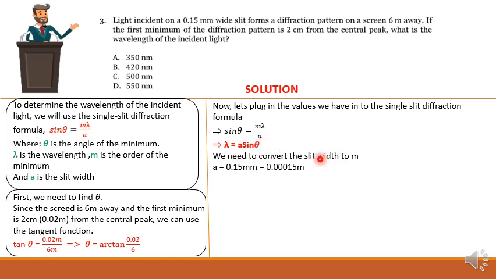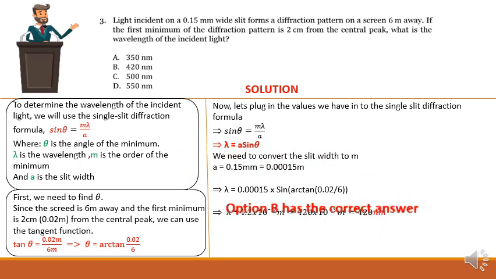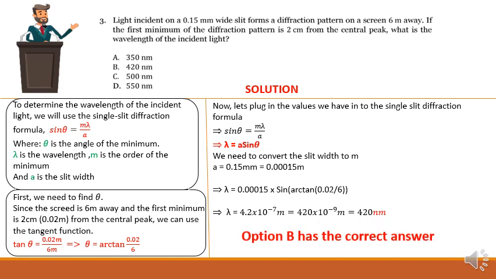Now we need to convert the slit width to meters, because it was given in millimeters, 0.15 millimeters. Converting from millimeters to meters, we divide by 1000. Solving, we find that lambda is 420 times 10 to the negative 9 meters, which is the same as 420 nanometers, giving us option B as our correct answer. Proceed to the next question.